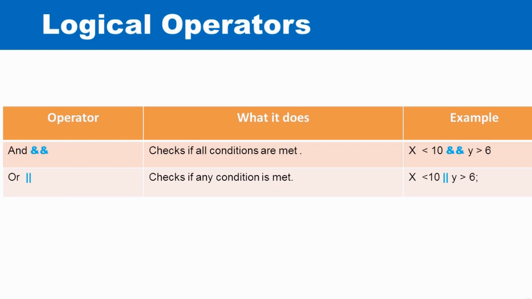The next is the OR operator, which is represented by the pipe symbol. It checks if any condition has been met, and it will return a true Boolean result.